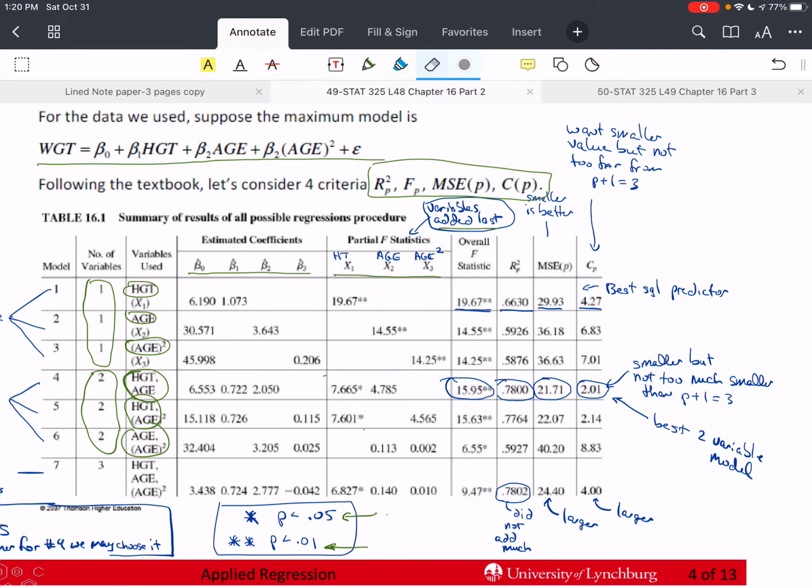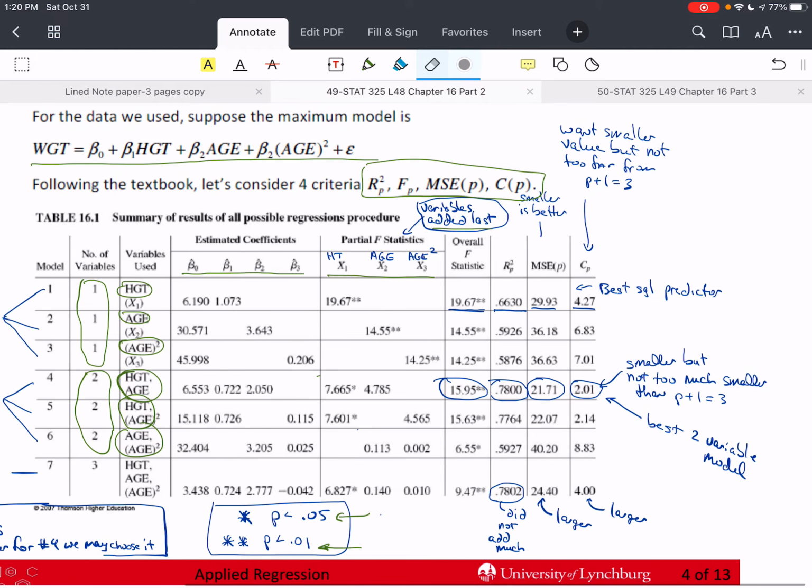Okay, and so we have these models. So let's take a look. We also have the overall F statistic, the R squared, MSE, and the CP. So let's take a look first at the single values. So for x1, let's look at the F statistics here for the one variable case. And we would want to choose the largest F statistic because that would be the most significant. Okay? And so that gives us the first one has the highest overall F statistic.